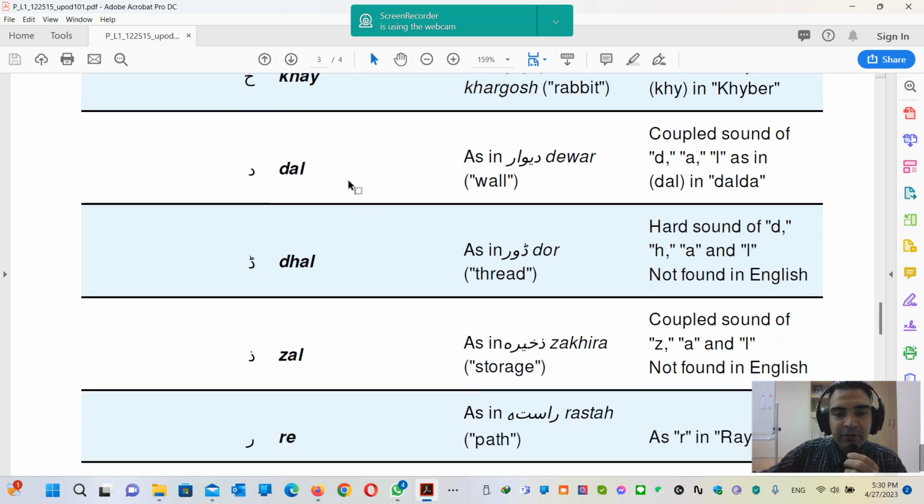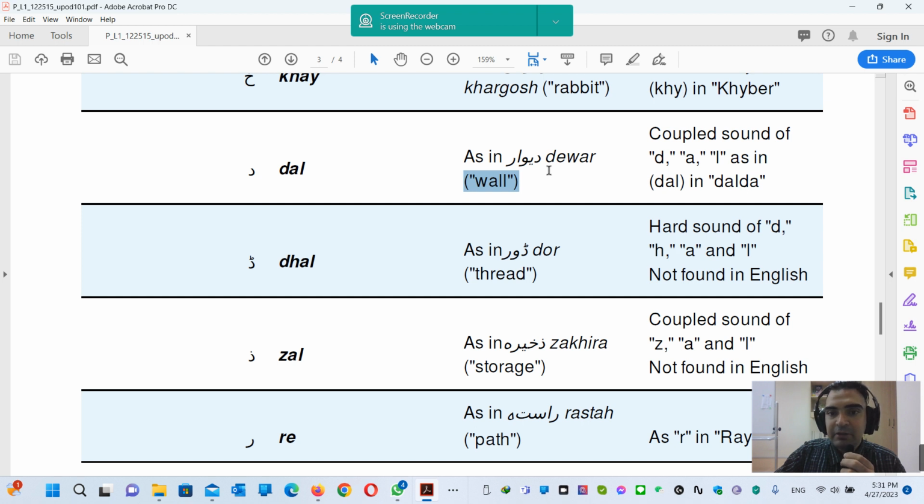We move on to the next word, which is dal. Dal, as in the word diwar in Urdu. We can use this as an example. Diwar means wall in Urdu. So its initial sound, or initial alphabet, is dal.